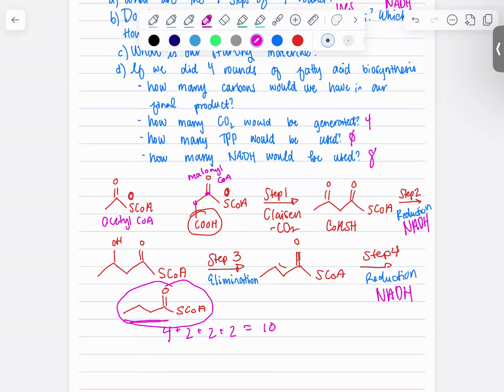So in the first round, you start with 2 molecules that each have 2 carbons that you join together. So your first round, you have 4 instead of 2. Every round after that, you only add 2 more on. So this is only showing 1 round.